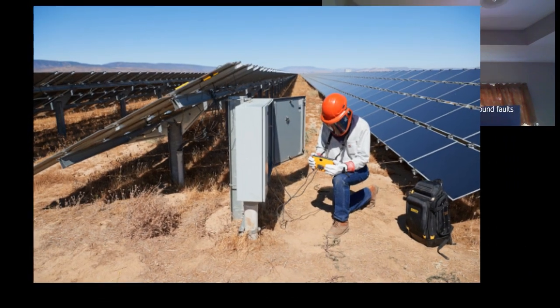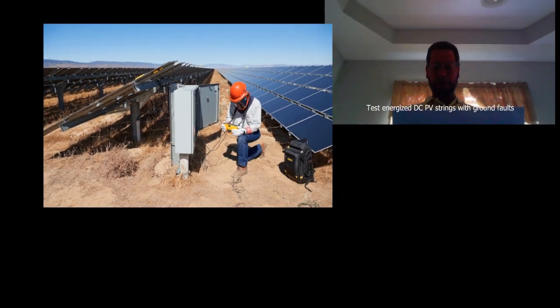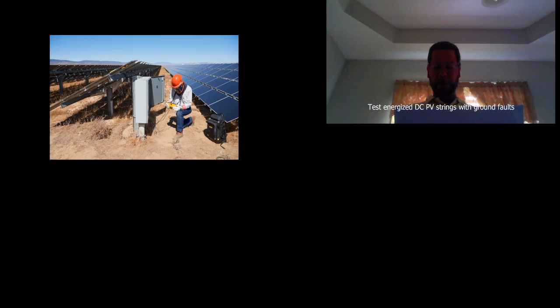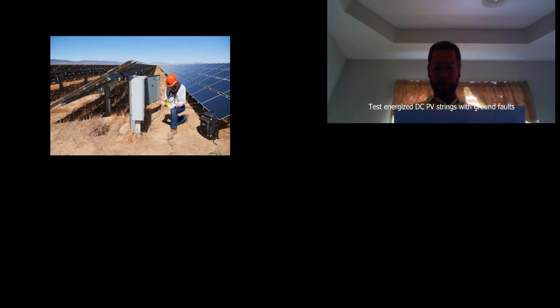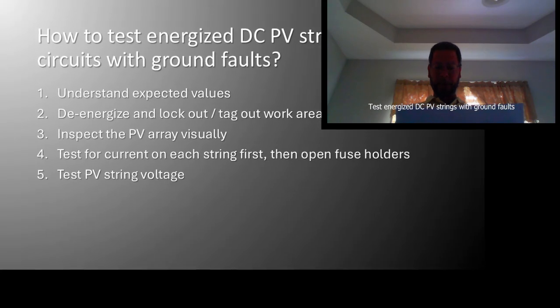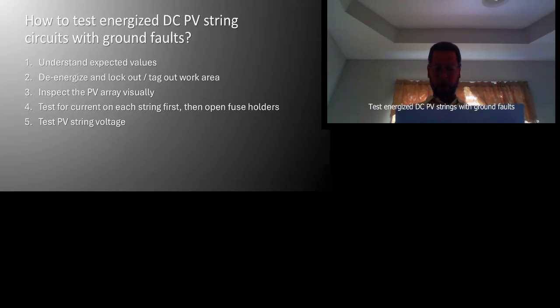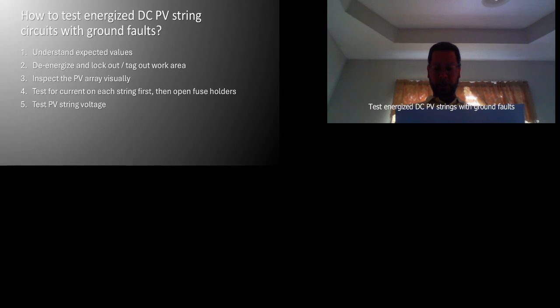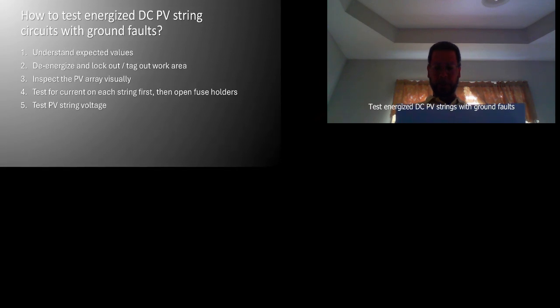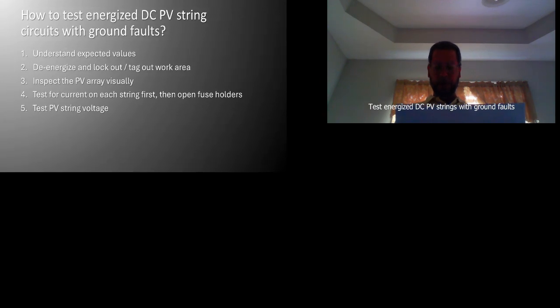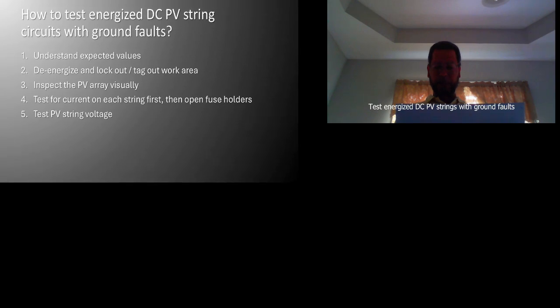How to test energized DC PV circuits with ground faults. A methodical testing procedure helps you locate ground faults efficiently and, most important, safely. 1. Understand expected values before you begin. Before testing, to identify the location of a ground fault, you need to know what measurement values to expect, specifically voltage.